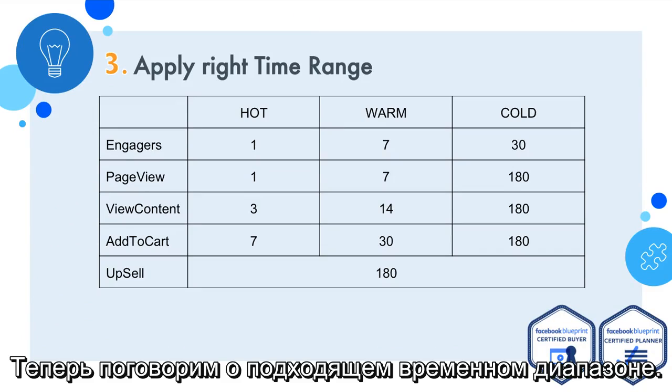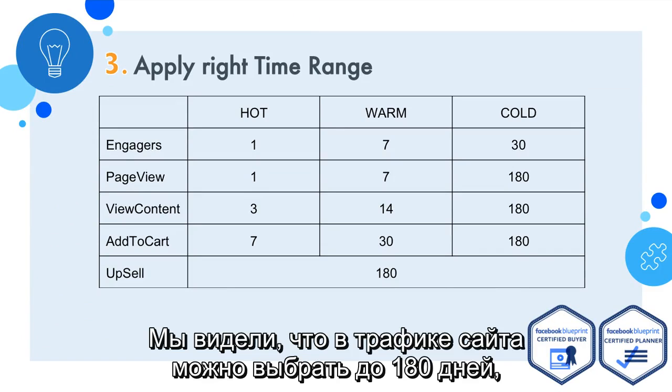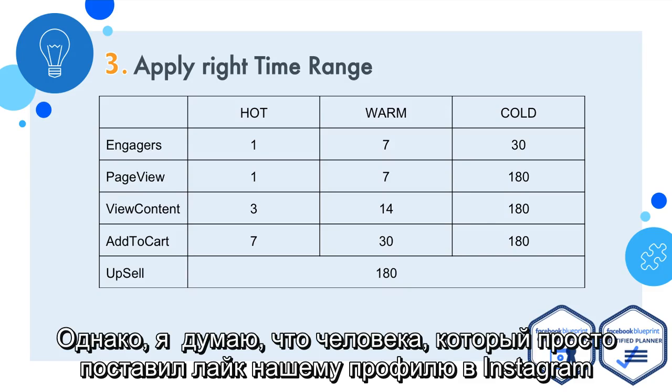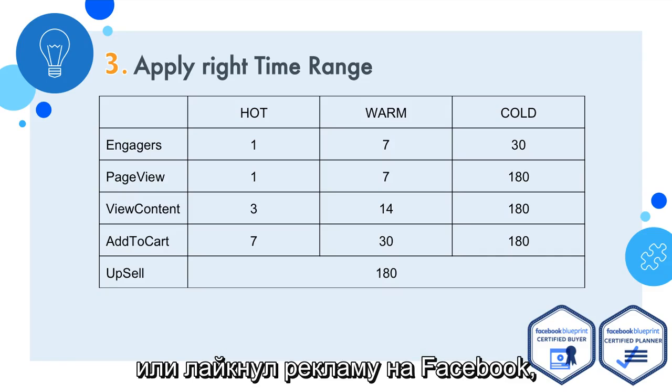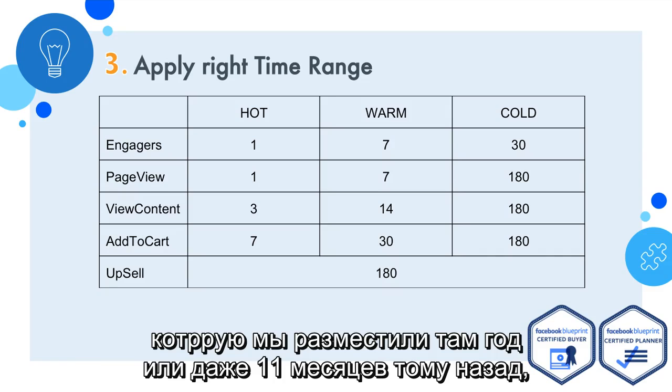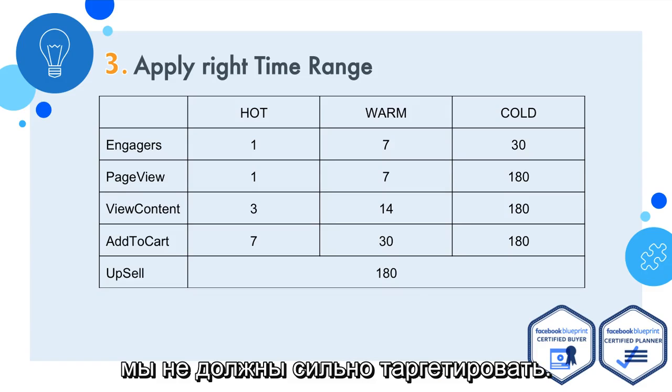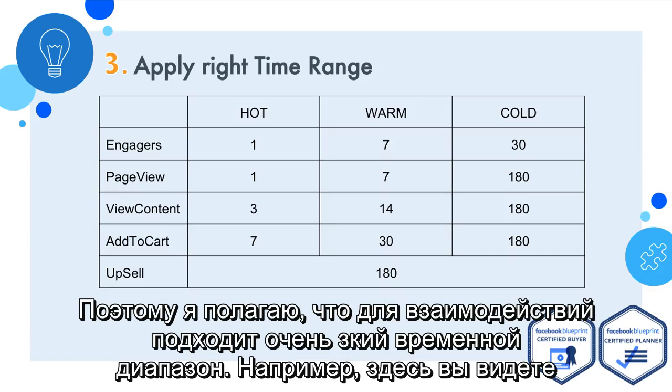Now, what is the right time range? Because with the website traffic, we can retarget up to 180 days, and with the engagers, we can even do up to 365 days. However, I really do not believe that someone who just liked our Instagram profile or liked the Facebook ad that we placed 1 year ago or 11 months ago is really worth retargeting too much. So therefore with those engagers, I'm very narrow on my time ranges.